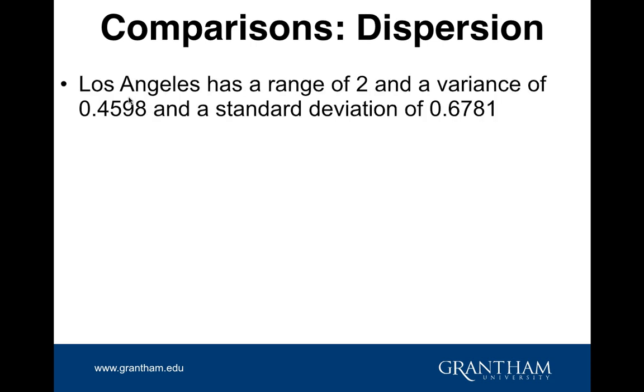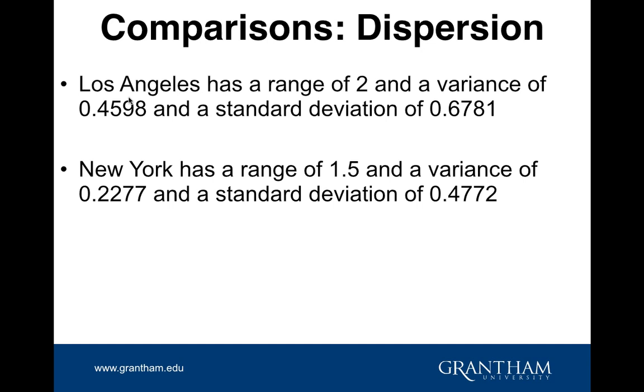Now, if we go to Microsoft Excel and run the data analysis toolpack, we'll come up with LA having a range of 2 and a variance of 0.4598 and a standard deviation of the square root of the variance. We run the same analysis for New York, and we come up with a range of 1.5, variance of 0.2277, and a standard deviation of 0.477. Now, this information, again, you come up with using the Microsoft Excel toolpack, or you can do it by hand. I recommend you use the toolpack.